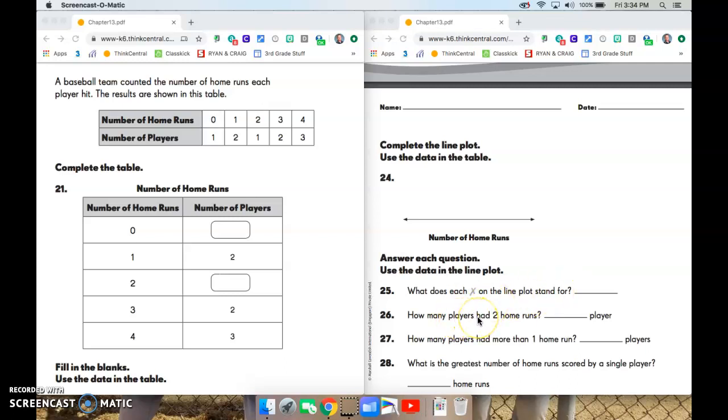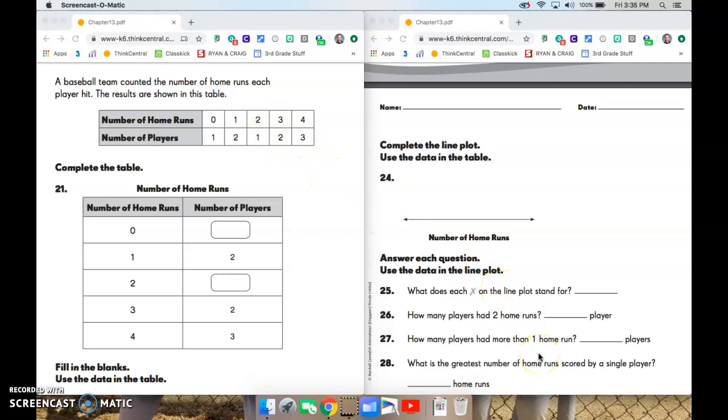How many players had 2 home runs? Number of home runs, 2. There was 1 player. How many players had more than 1 home run? So more than 1, that means they only hit 1, so they don't count. 0 doesn't count. So we have to add this group. So 3, 2, and 1 is 6.